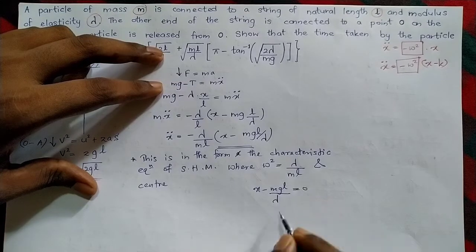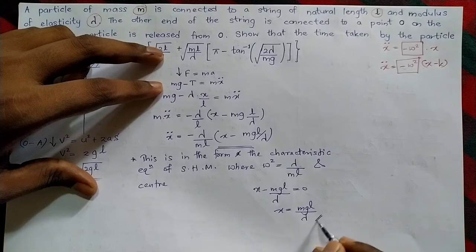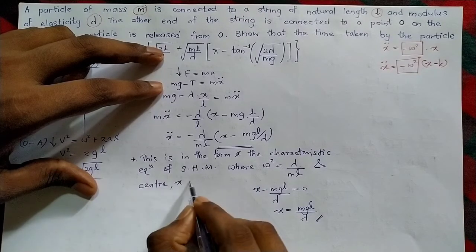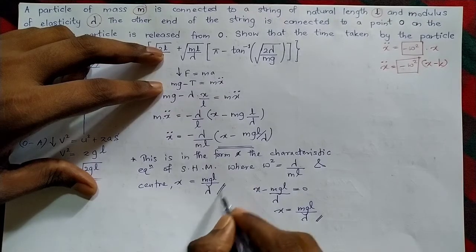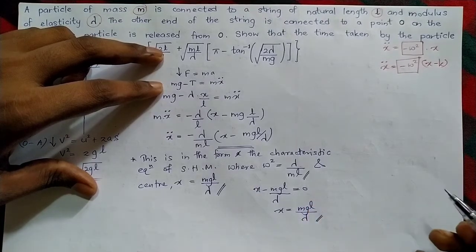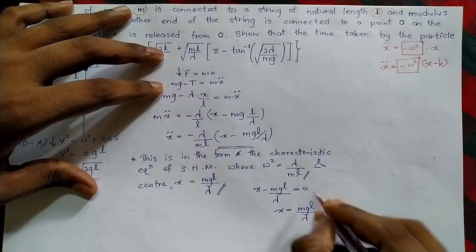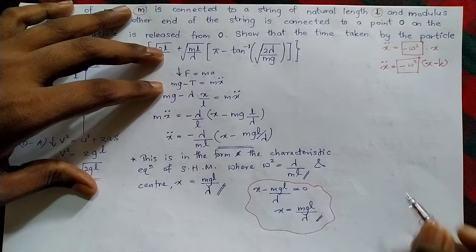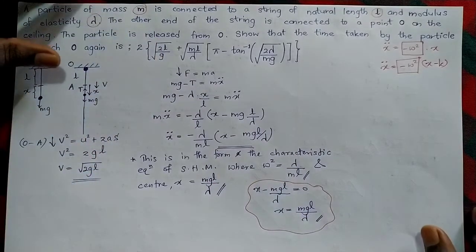Then subject x. That is the center of the simple harmonic motion. Center x is equivalent to mgl over lambda. So we have to find omega square, the constant, and the center x. Calculation of center x is this. We have to equate this bracket to 0 and solve for x.